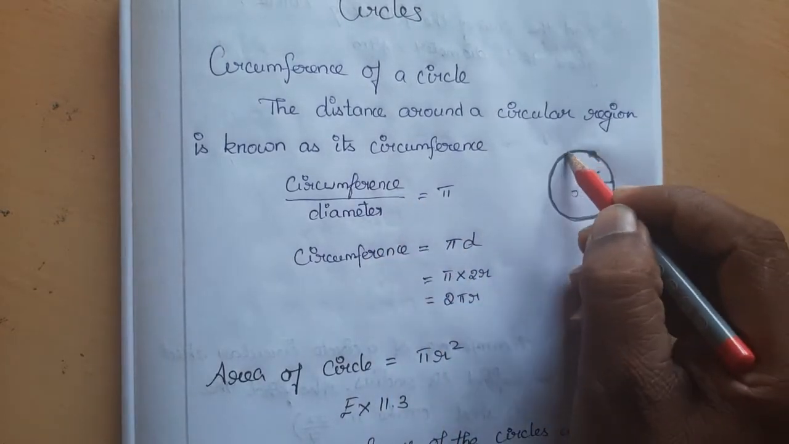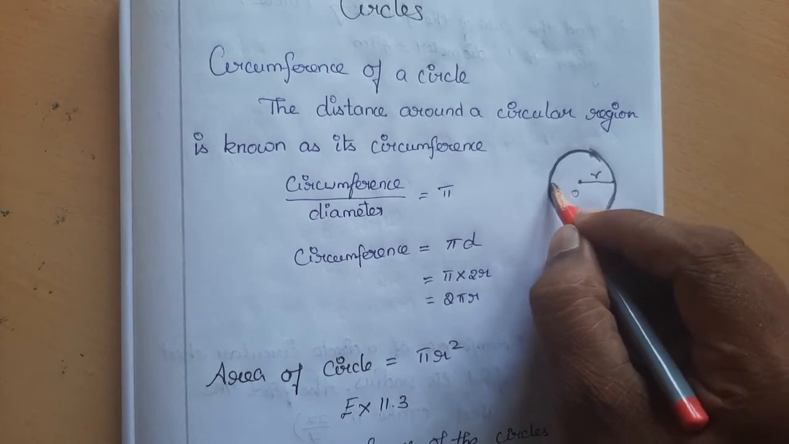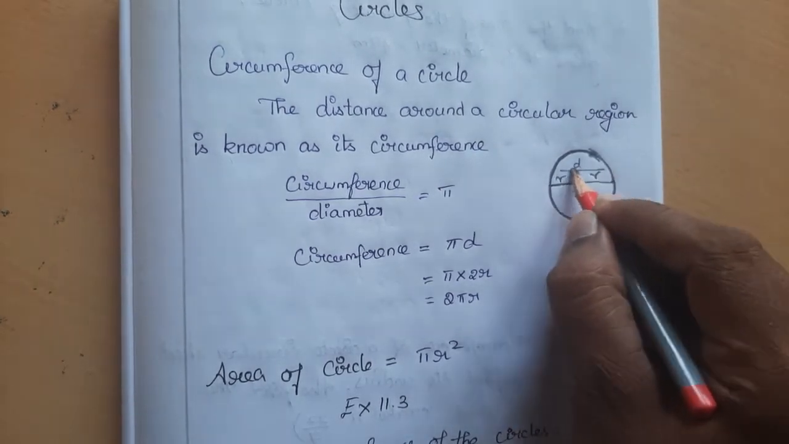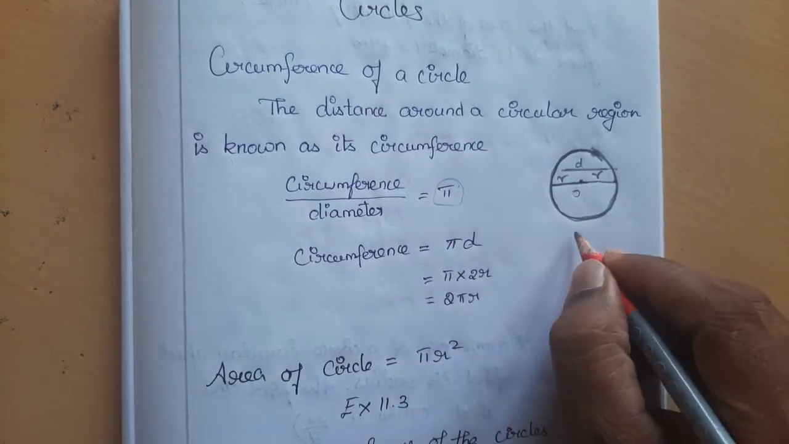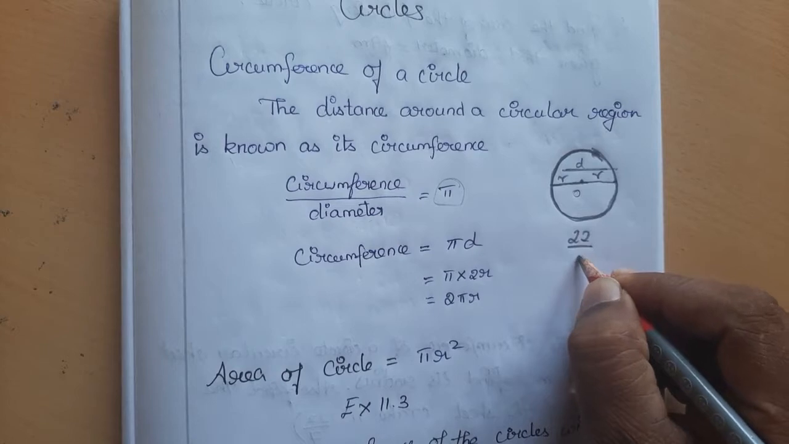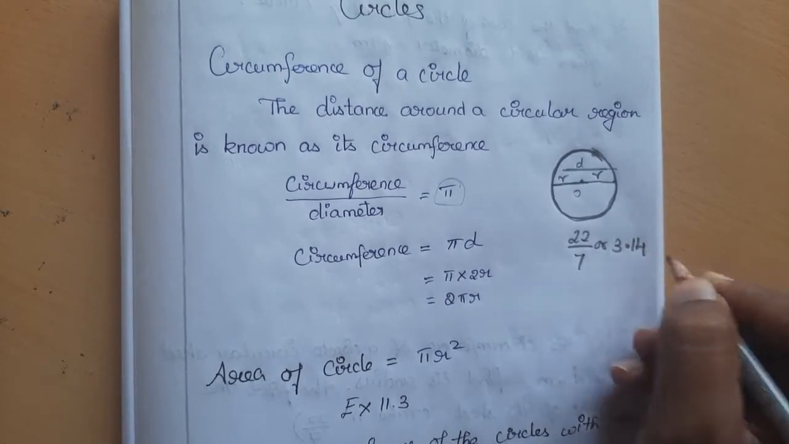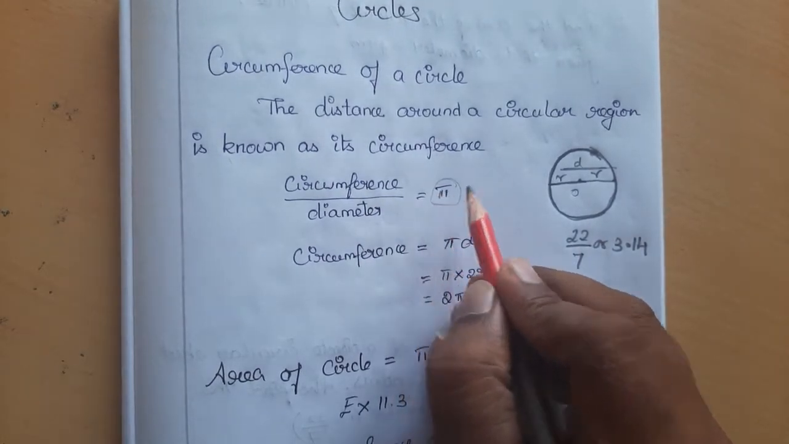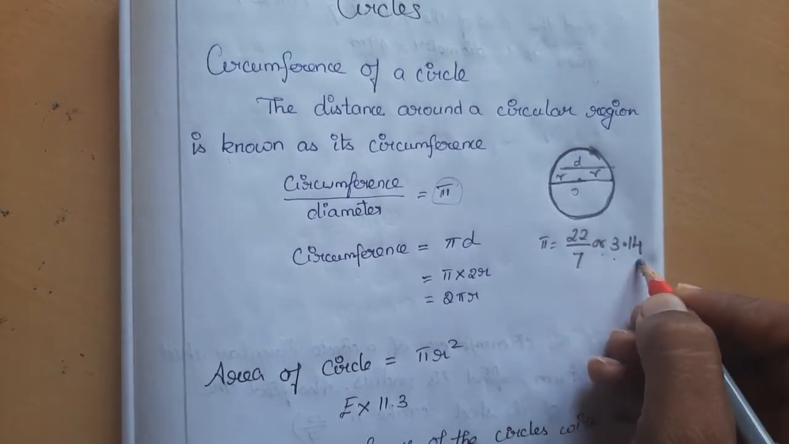If we divide the length of this boundary, that is the circumference, by the diameter, 2r, the full length, we will get a value for pi. It's close to the fraction 22/7, or to two decimal places 3.14. This is called pi. So wherever you see pi, you can substitute the value 22/7 or 3.14.